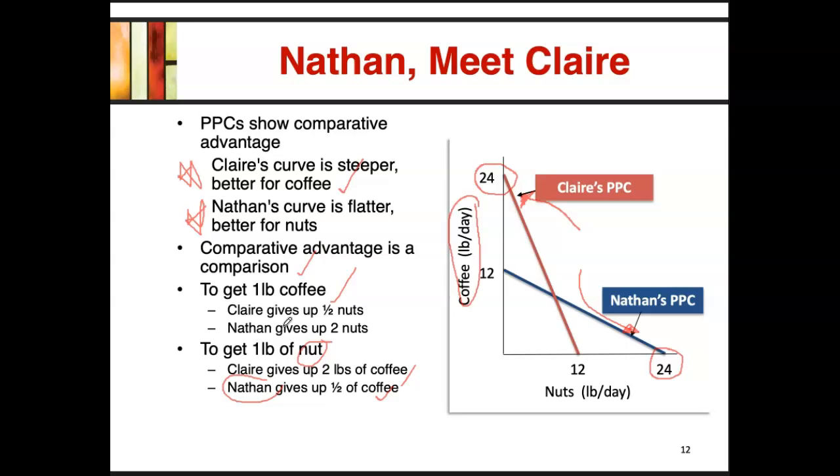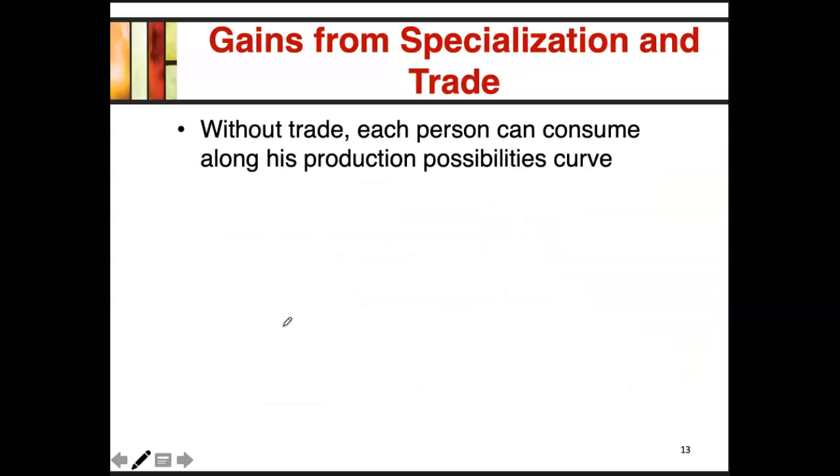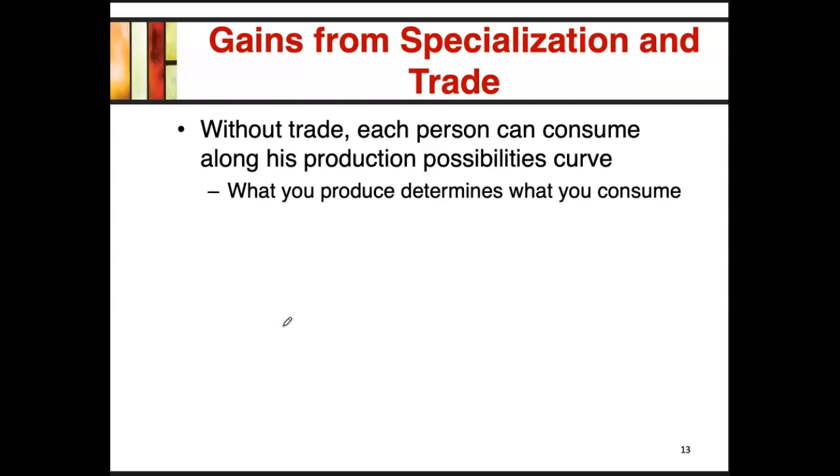Now, how do we actually bring this whole concept towards trade? Specialization is really important to trade, because remember I said a country should specialize in whatever good it produces and then trade that good for whatever good it cannot specialize in. Without trade, each person can consume along their production possibilities curve. Remember, without trade, they can't consume beyond their production possibilities curve. We have the unattainable point over there. So what you produce determines what you consume.